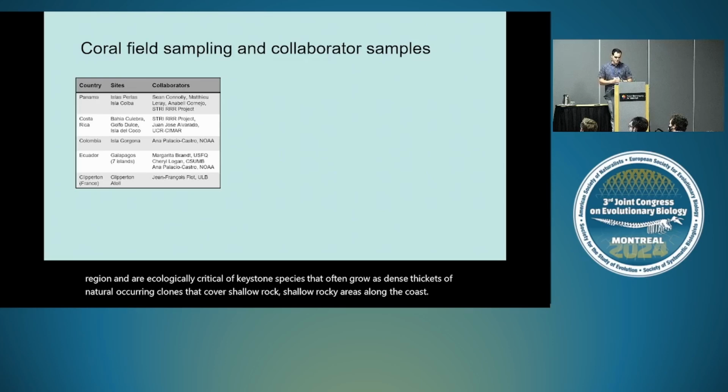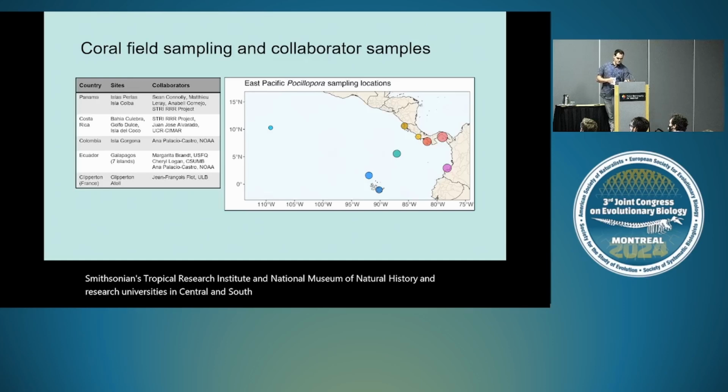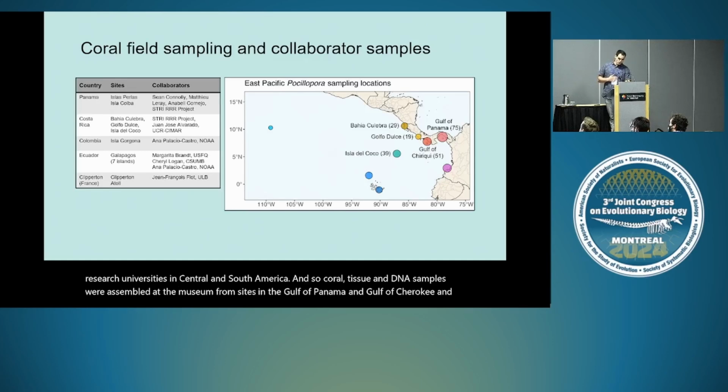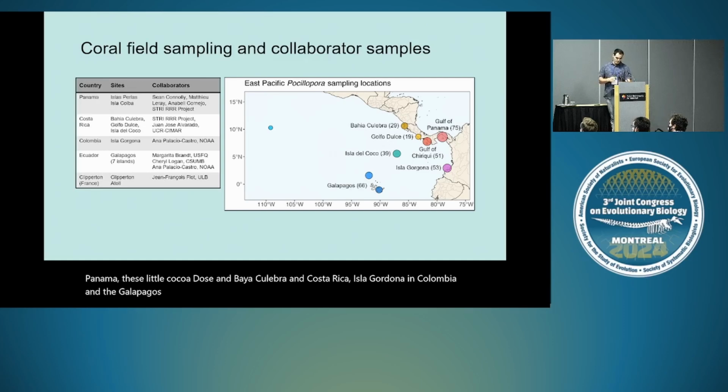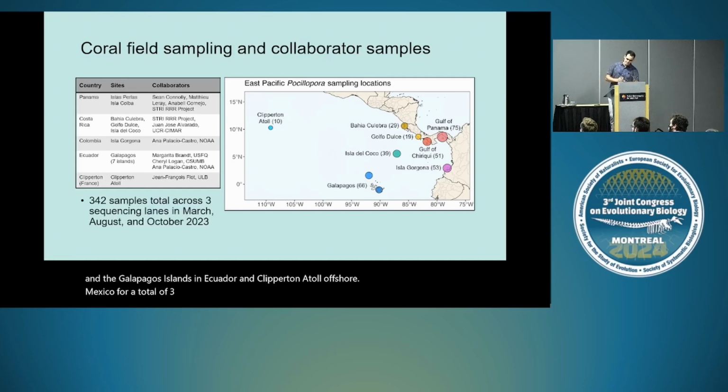So this research was done in collaboration with a network of scientists at the Smithsonian's Tropical Research Institute and National Museum of Natural History and research universities in Central and South America. And so coral tissue and DNA samples were assembled at the museum from sites in the Gulf of Panama and Gulf of Chiriquí in Panama, Isla del Coco, Golfo Dulce and Bahia Culebra in Costa Rica, Isla Gorgona in Colombia, and the Galapagos Islands in Ecuador, and Clipperton Atoll offshore of Mexico, for a total of 342 samples that were processed for genome skimming across 3 sequencing lanes this past year.